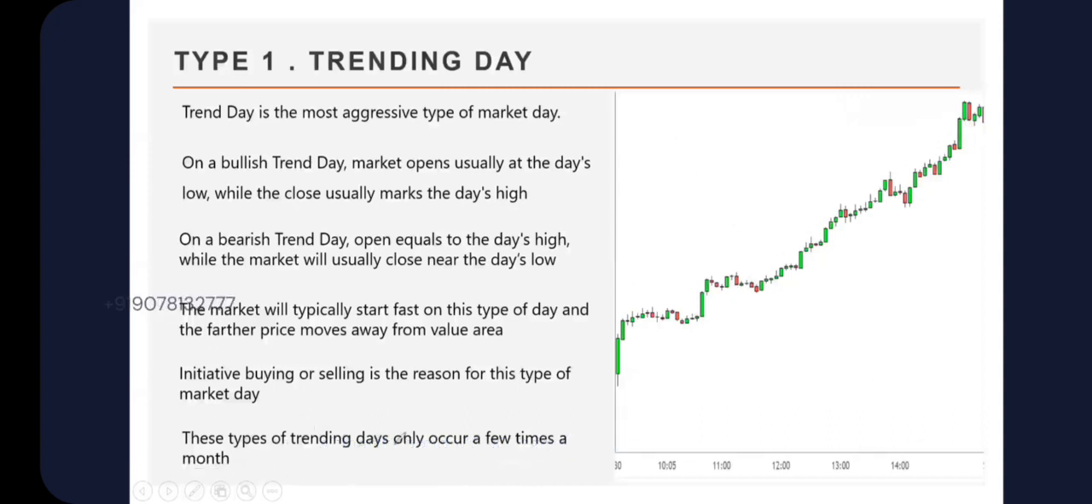This type of trending day only occurs a few times a month, so you should remember that. You will not see this type of trending day very frequently. This kind of day only occurs a few times a month. Okay, trending days are very rare. And in the strategy section, we are going to learn strategies on how to trade on trending days.